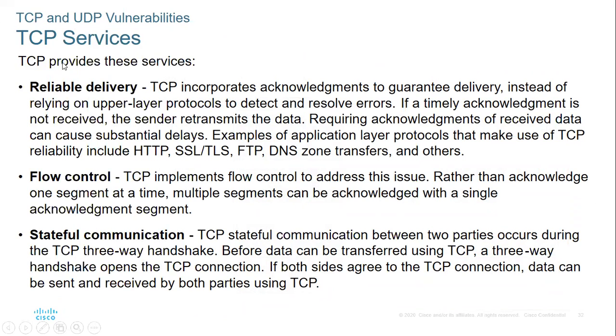Okay. We looked at these properties of TCP. Reliable delivery, meaning that when we send TCP, we are supposed to receive acknowledgement. If we do not receive acknowledgements, then the message has to be resent. Because of that, TCP is used for HTTP, SSL, and TLS. FTP, when you're sending files, because you have to make sure that you receive all the files.